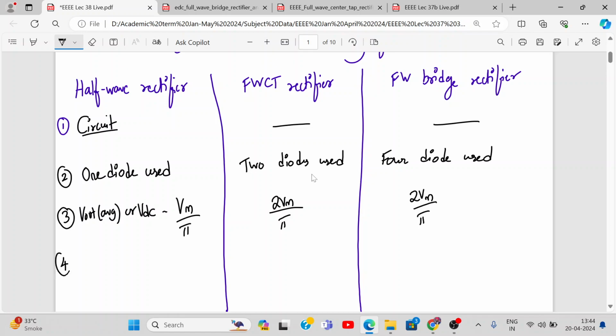Tell me about the RMS value. How much is it?